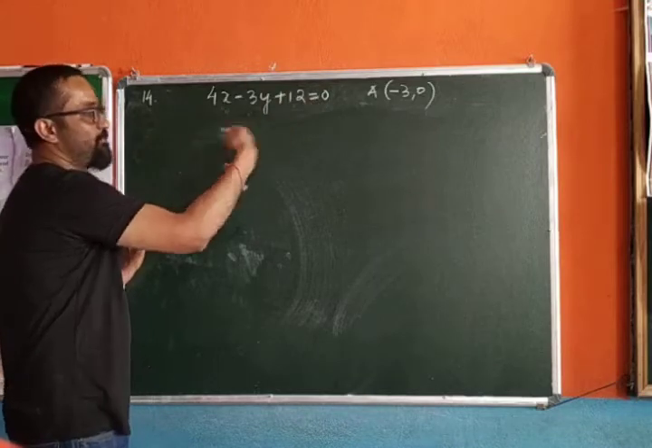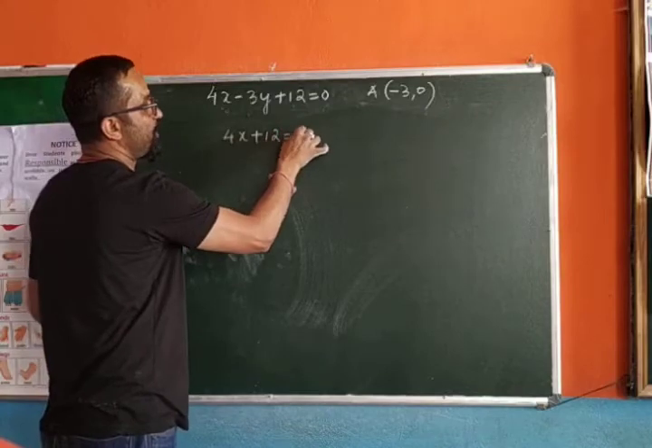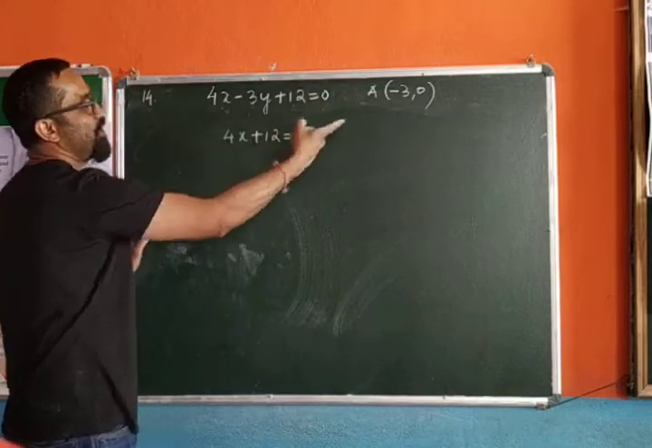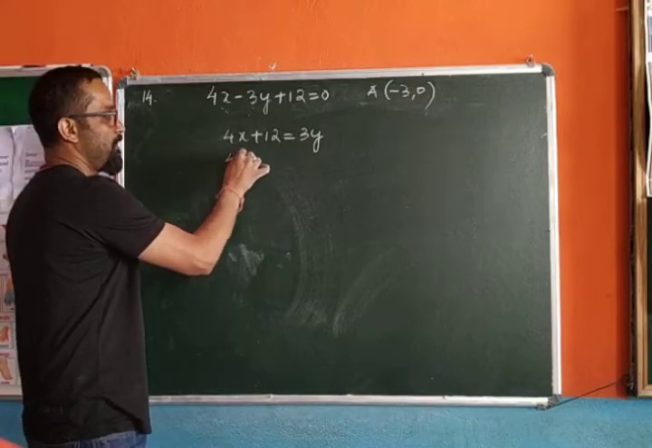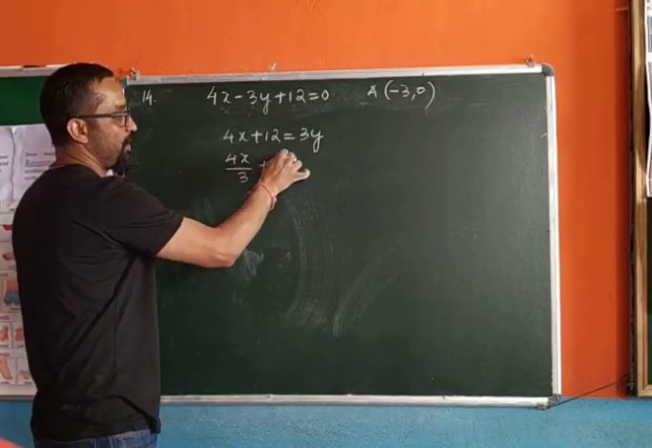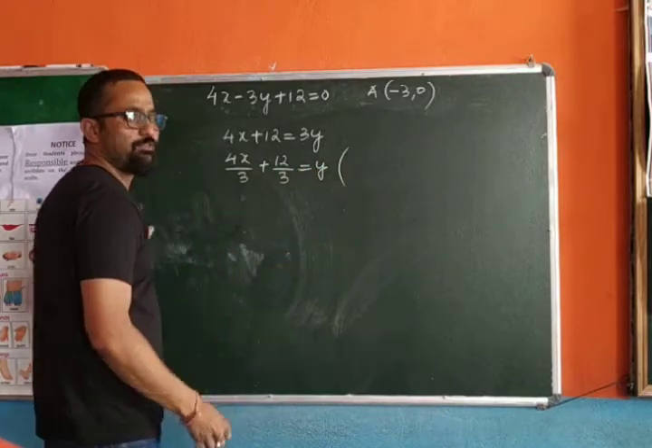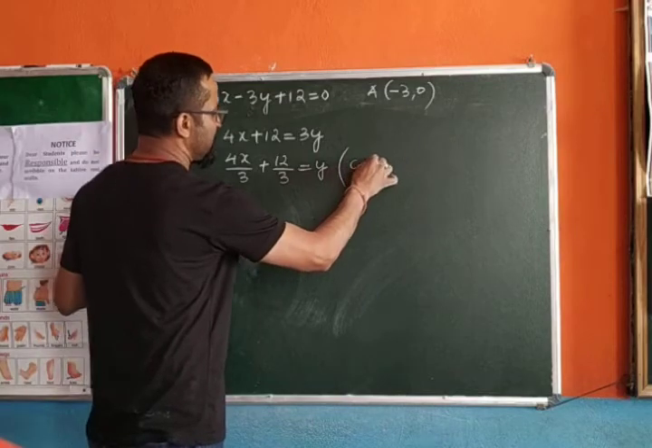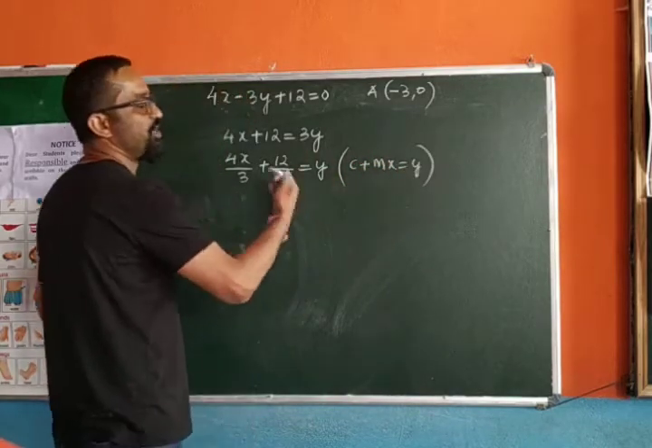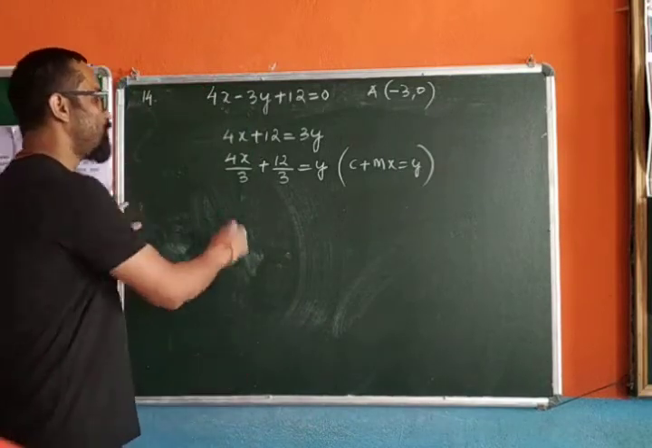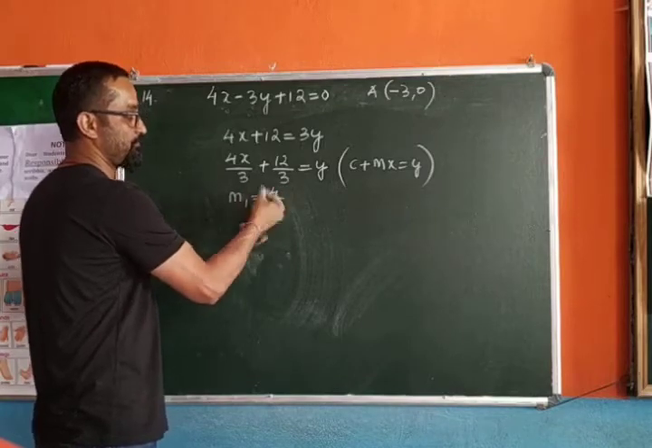So I'm just doing it directly. 4x plus 12 equal to 3y. I'm taking minus 3y to the other side, it changes to plus. Make y the subject of formula. 4x divided by 3 plus 12 divided by 3 is equal to y. Write down the formula, c plus mx equal to y. I'm just changing it. When we compare it, m1 comes equal to 4 divided by 3.